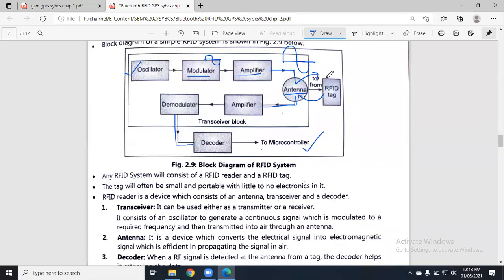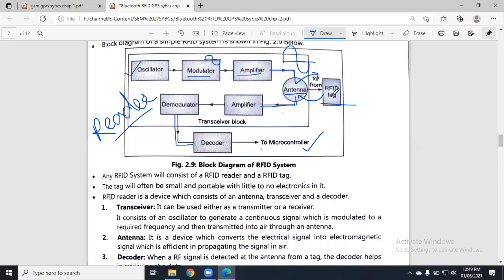What is this RFID tag? See, this entire circuit is nothing but your reader circuit. I have told you in case of RFID, we have two different devices. The first one is your reader and the second one is your RFID tag. So this entire block is nothing but your reader and this is nothing but your tag. Tag means a chip like an ATM card which you use while entering the office. So that is nothing but the tag.